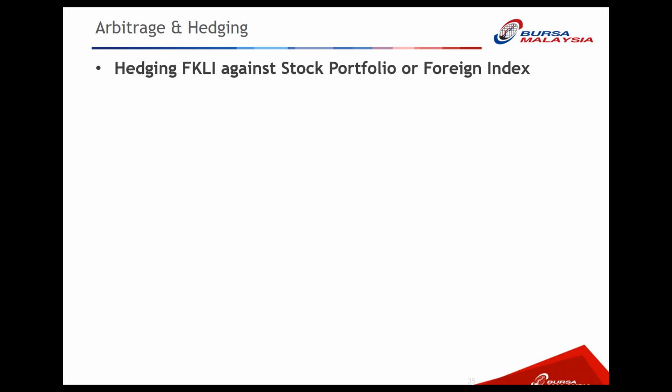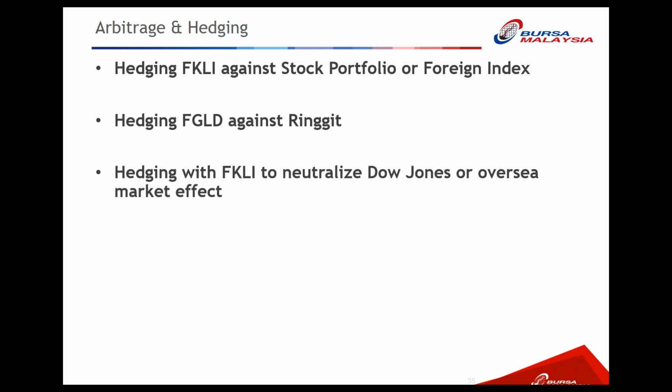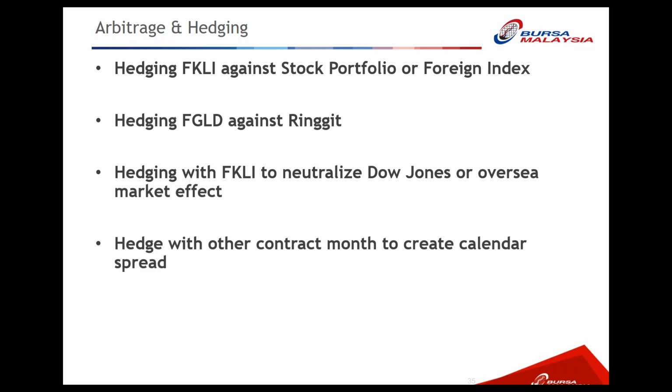So you could probably have some fun with this when you talk about trading. You can also hedge FGLD using the ringgit, as I just discussed. When the ringgit tumbles, you can buy or long an FGLD contract, which protects your asset. You can also hedge with FKLI to neutralize any downturns or overseas market effects. If you're holding substantial stocks, probably around 90,000 as I just mentioned, you can always sell FKLI if you see the market going down. And you can hedge with other contract months to create a calendar spread. This is an idea that we couldn't cover today, but you could think about it, because besides the FKLI, the favorite contract traded by traders is the calendar spread.